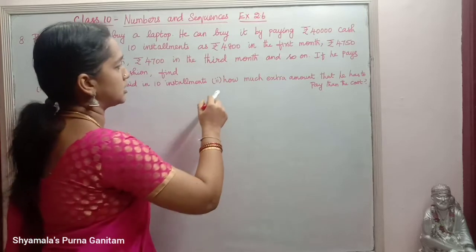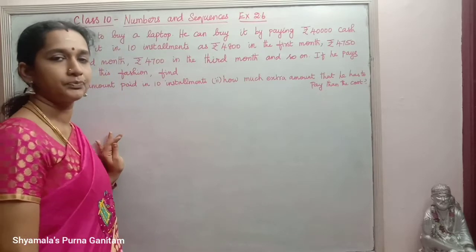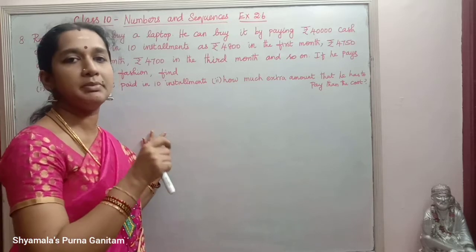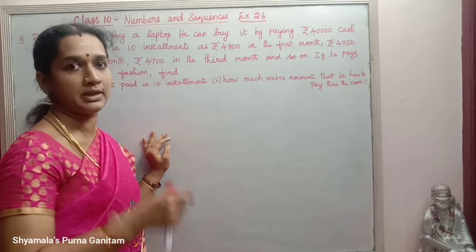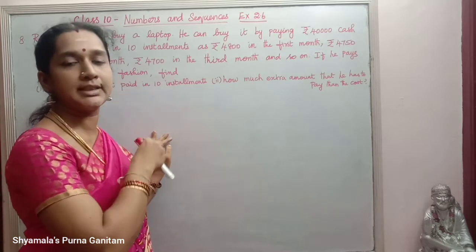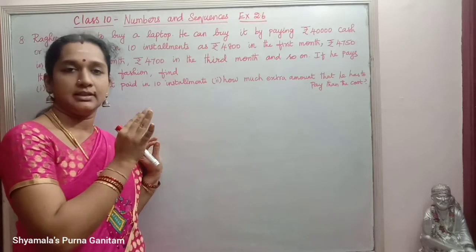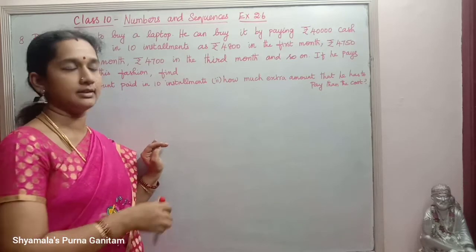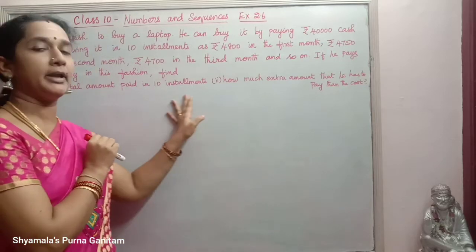That is the first thing we are asked to find. Then, how much extra amount he has to pay than the cost. Obviously, when we get it as cash in one installment, the cost will be less than when we are paying it as EMI, easy monthly installments. If we pay by EMI, they will keep some percentage of rate such that we can pay it slowly in 10 installments, 15 installments like that. So they are asking us to find the total amount paid in 10 installments.